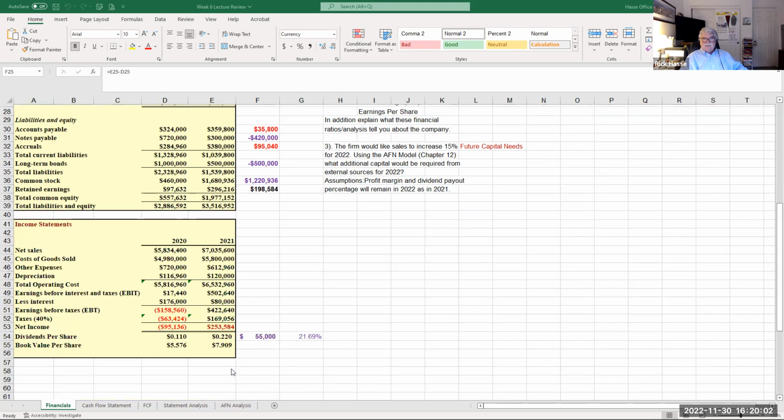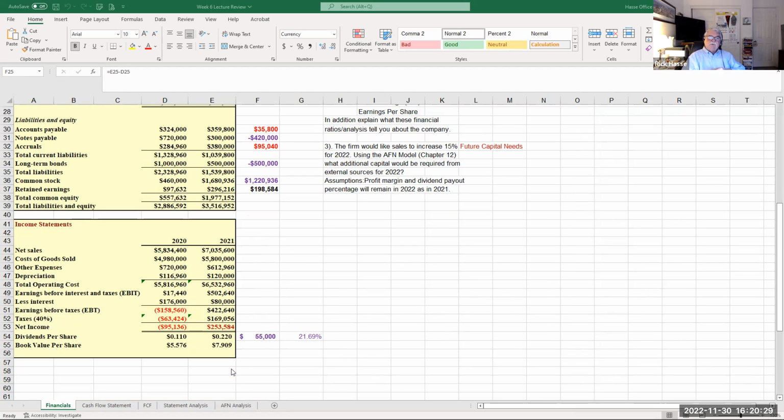Then we have below it the income statement. This is for a period of time, 12 months. And during those 12 months, what were the sales of the company? What were their expenses, cost of goods sold, other expenses, depreciation? What was their operating margin, their earnings before interest and taxes? What were their interest expenses on debt that they have incurred?